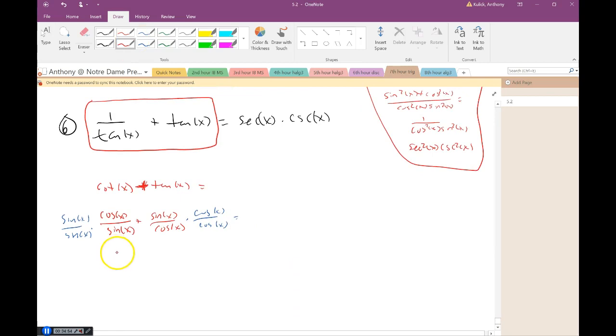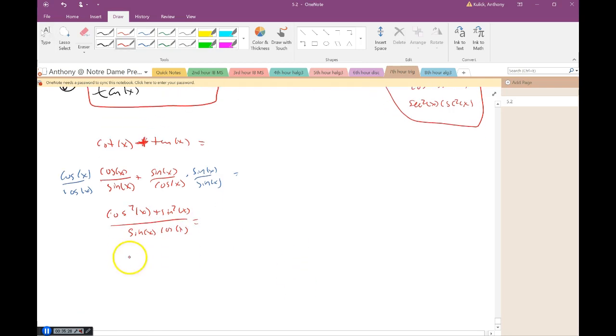So when I do that, I have, oops, what am I doing wrong here? They should be the other sides, right? This one gets the cosine over cosine. And this one gets the sine over sine. So that's going to give me cosine squared plus sine squared over sine times cosine, which hopefully you recognize as 1 over sine times 1 over cosine, which is just cosecant times secant.